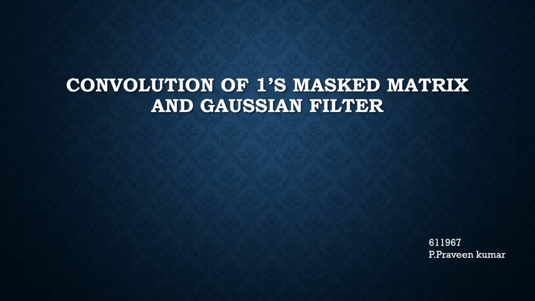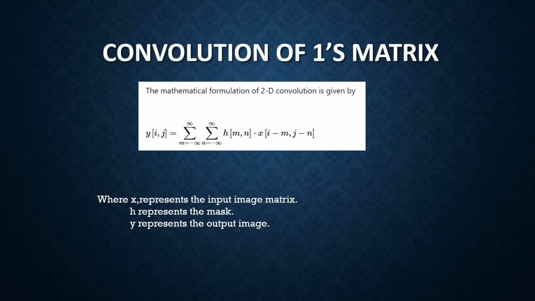Now we discuss convolution of a one's mask matrix and Gaussian filter. Here we can see the mathematical formulation of 2D convolution. Here X represents the input image matrix, H represents the mask or kernel, and Y represents the output image. Basically, convolution can do things on images that include blurring, sharpening, edge detection, and noise reduction, etc.